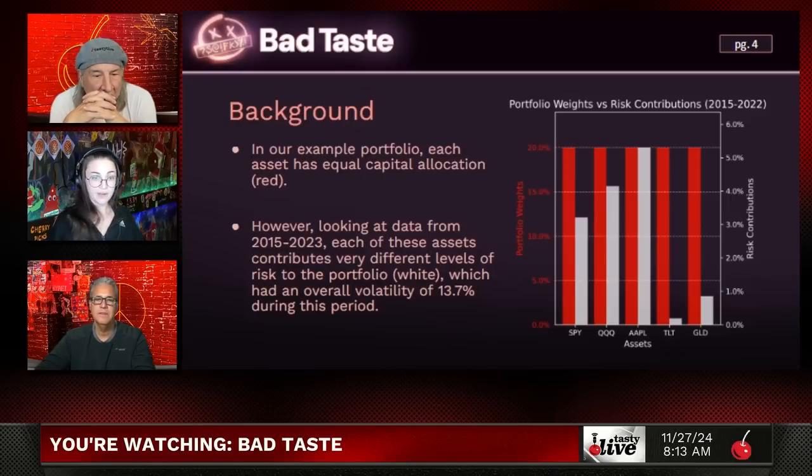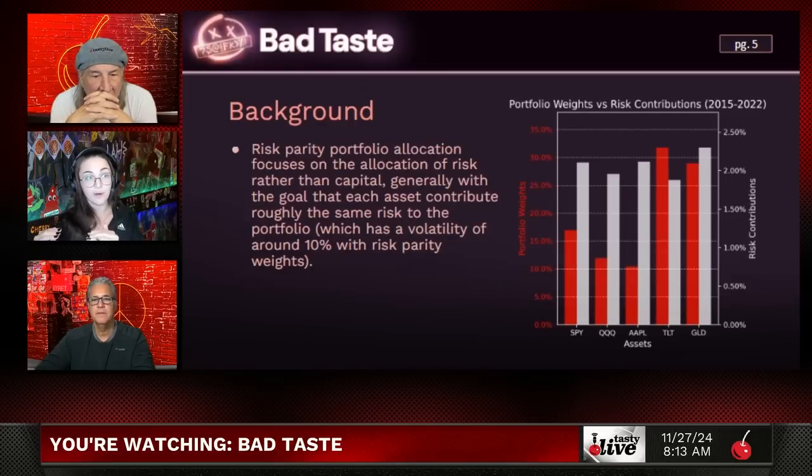The idea of a risk parity portfolio is that we want all of these components to contribute equal amounts of risk to the portfolio overall, and to figure out what weights we would need in order to achieve that. It really focuses on this idea of allocating risk rather than allocating capital. This is an example of a risk parity portfolio, and you can see those white bars, those risk contributions, are a lot more even. This risk parity portfolio has a volatility of about 10% with about 2% coming from each. And you can see there's a much greater emphasis on TLT and GLD with this risk parity approach, and then much less allocated to Apple, the NASDAQ, and SPY.